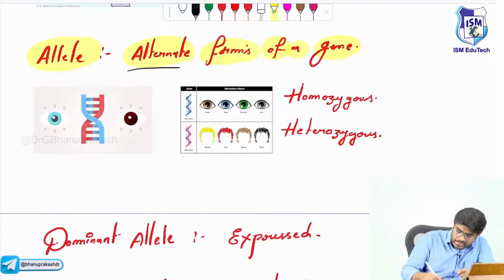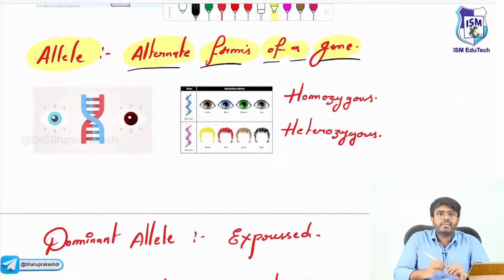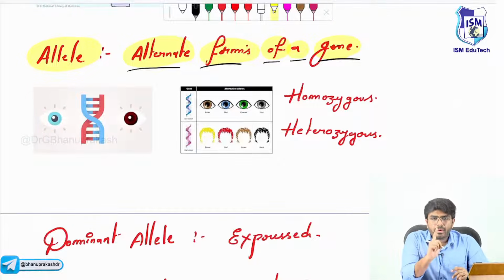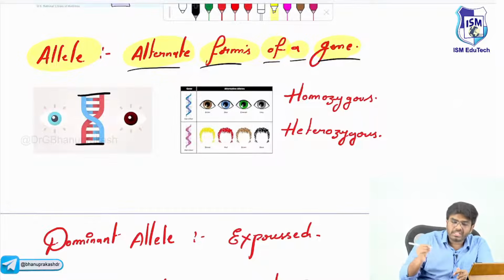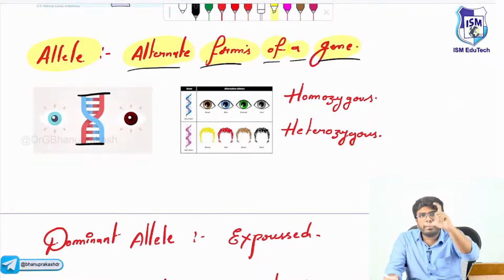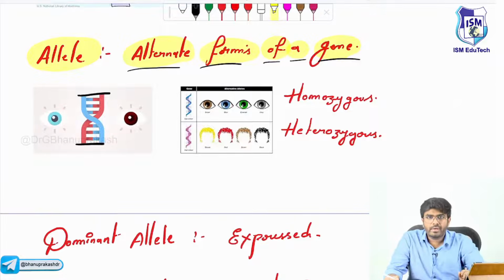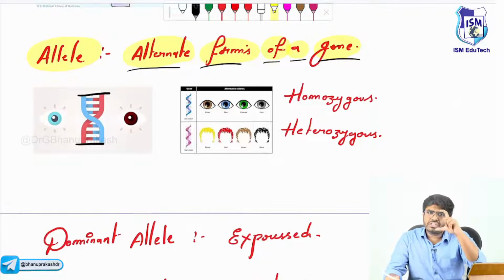Alleles are the alternate forms of a gene, which means, look, you are having one gene. What is a gene? You already know it. It's a sequence of nucleotides. For example, imagine this is a gene. On the DNA, that particular segment is coding for a gene. What is it coding for? It's coding for the eye color. So the gene is one gene only. But what are the different alleles? What are the different eye colors?